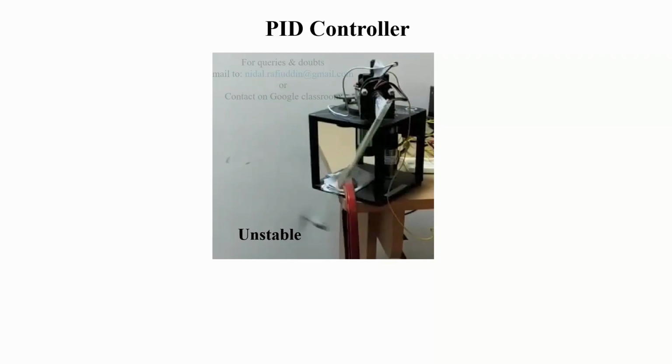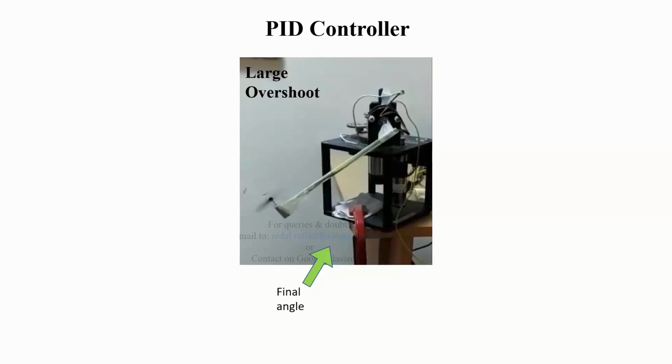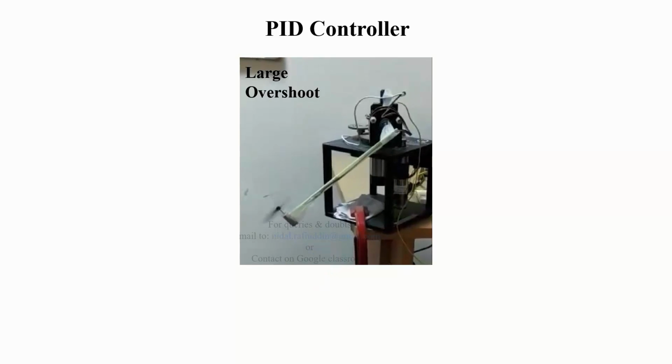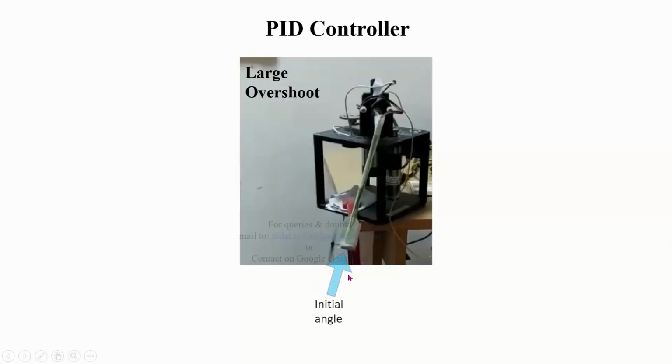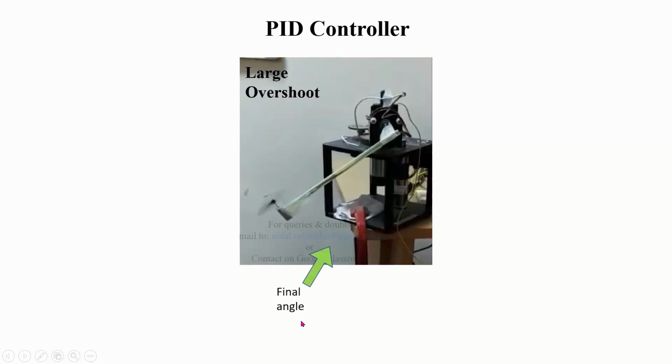Now we are using the PID coefficients properly in order to make the system stable first. After making the system stable, we have the problem of properly choosing the PID values. If you see this figure, we have an initial value. This is the initial angle, and we fed it a step input corresponding to this final angle. But we see that there is a large overshoot, then the system comes back to the final angle.